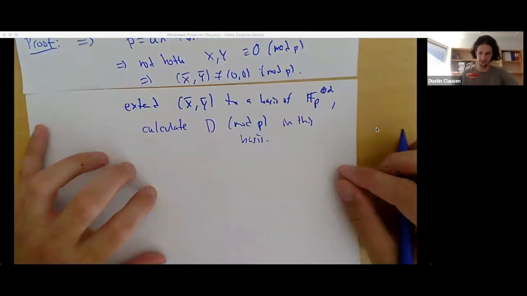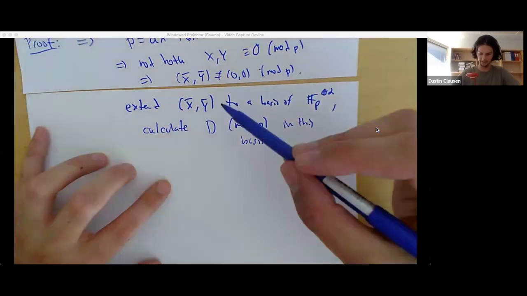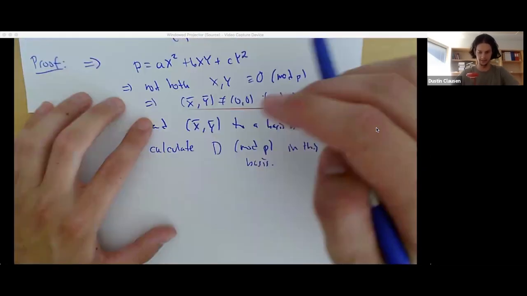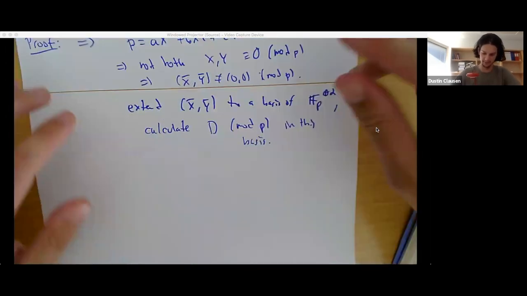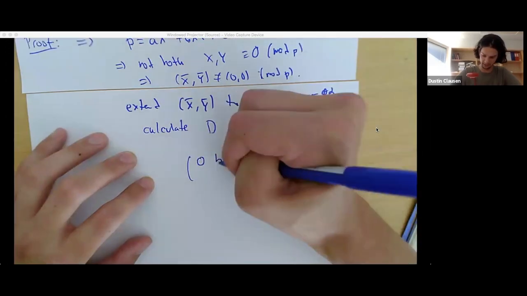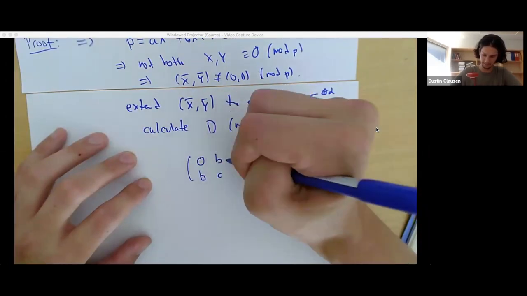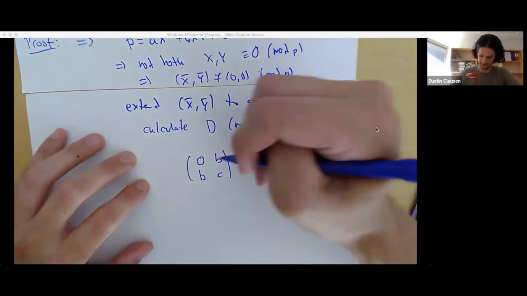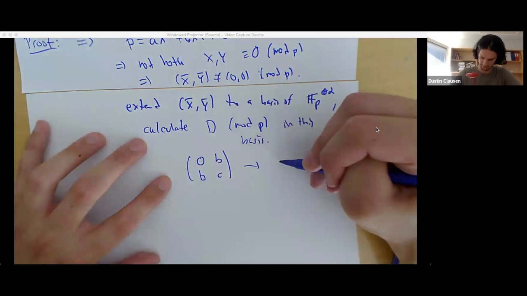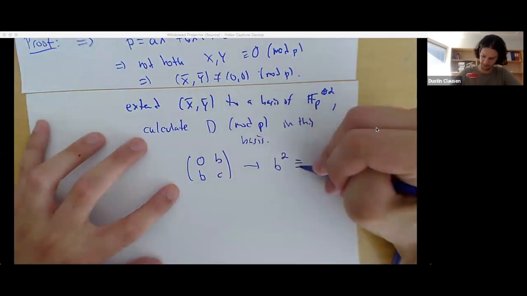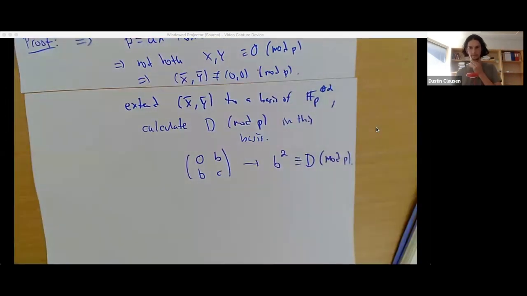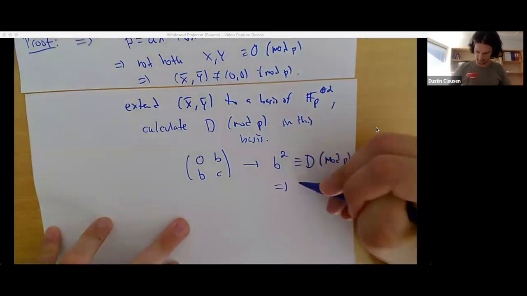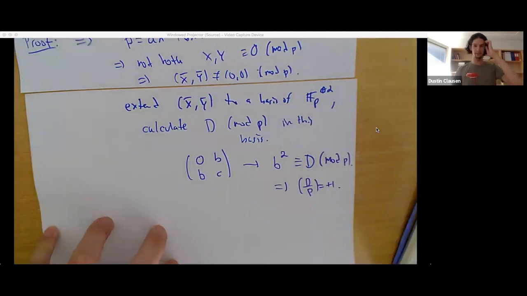So then what's the matrix going to look like? Well, our basis vector annihilates the quadratic form because p is equal to our quadratic form. And therefore, when you reduce mod p, 0 is equal to our quadratic form. So the matrix is going to look like 0, b, b, and then some c, right? And then the determinant is going to be b squared. So we'll get b squared is congruent to D mod p, which is exactly what we wanted to show. So that means that D is a square mod p. Okay.